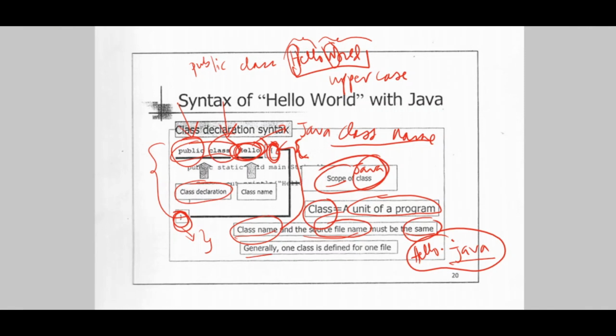Now generally, only one class is defined for one file. So if you're going to open this file hello.java, there is only one class inside that file, and that is this Java class hello. Although in advanced programming, we could have several classes inside a file, especially when you're going to employ the OOP concepts. But for now, stick to only one Java class in one file.